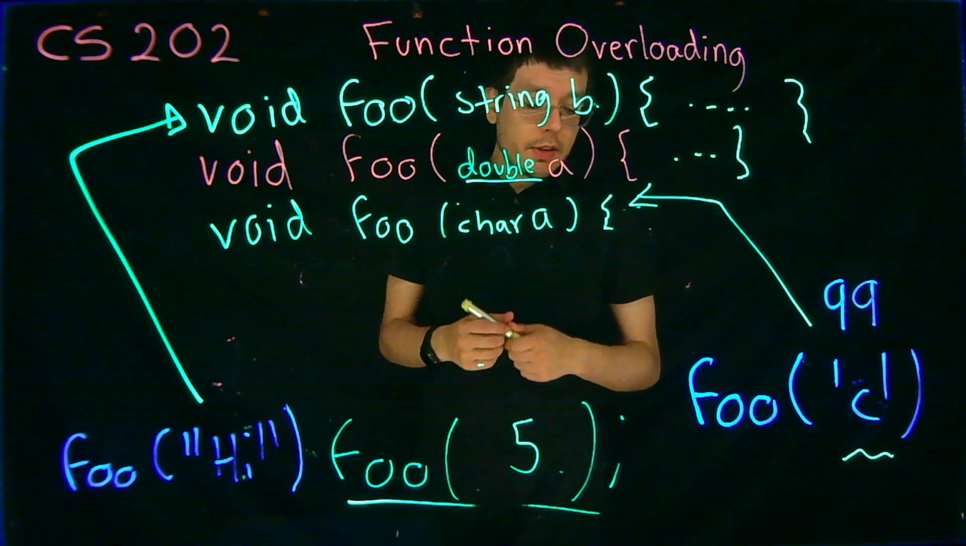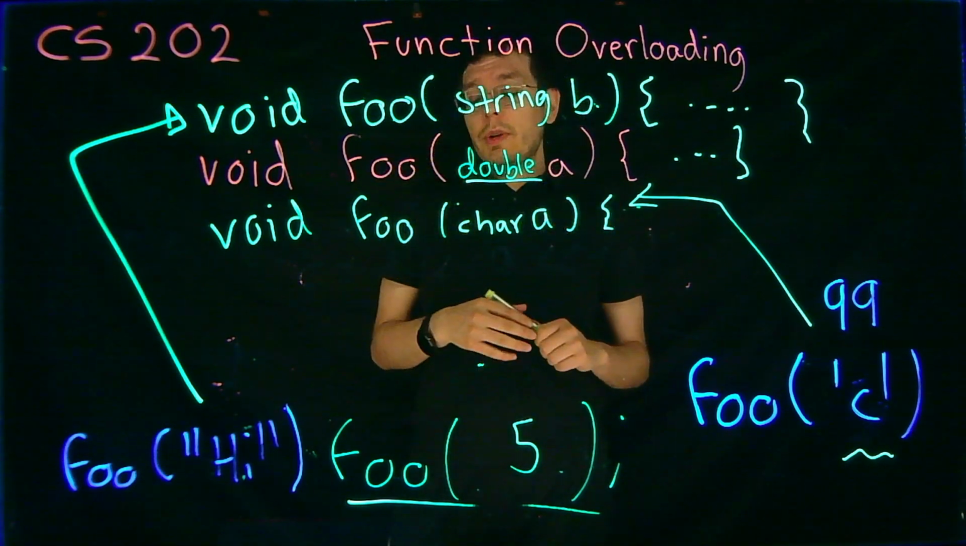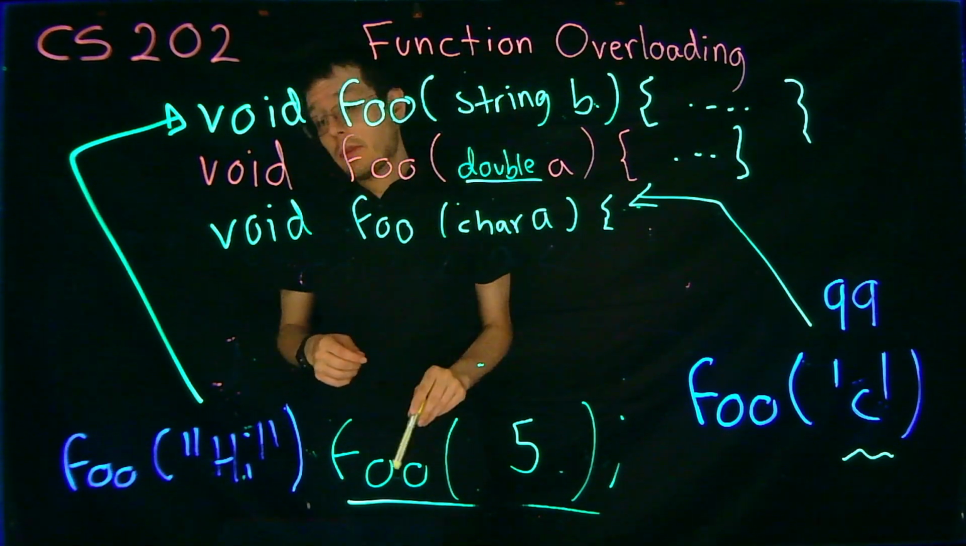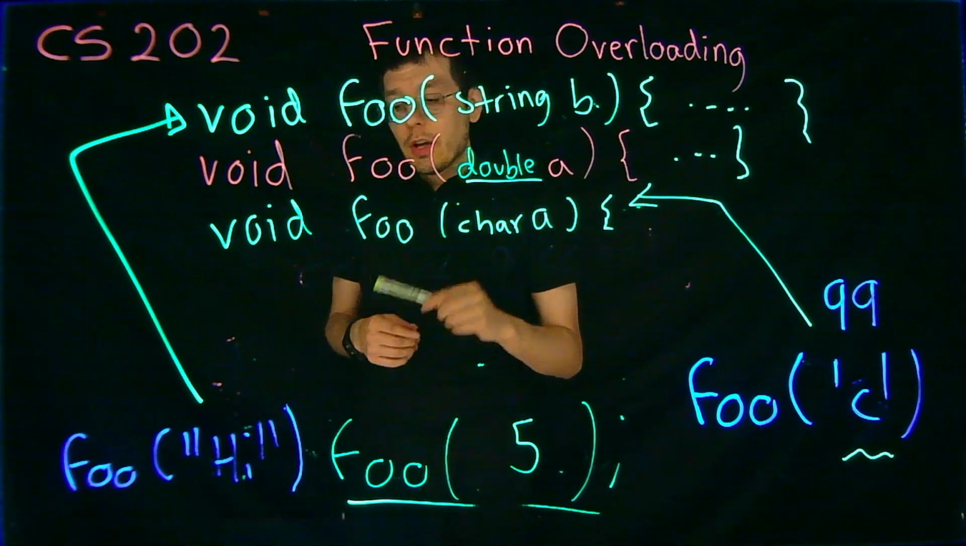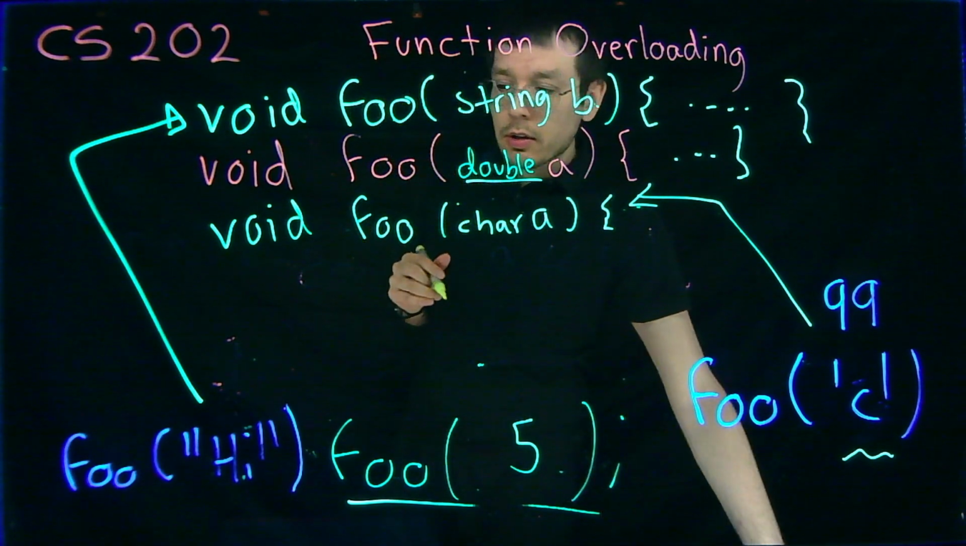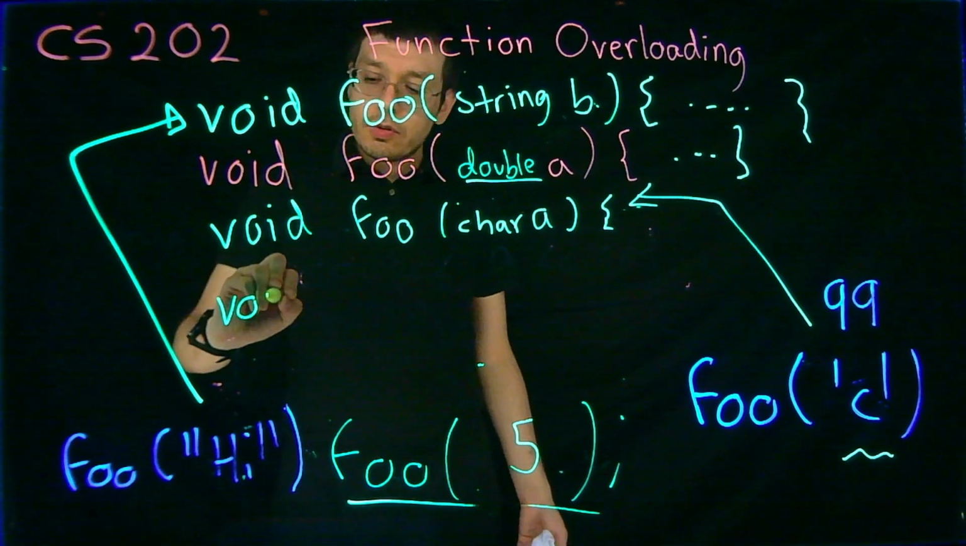But let's go further than that. So in addition to being able to have multiple function definitions with the same name and the same number of arguments but different types of arguments, you can also have functions with the same name but a different number of arguments. So for example, we could do something like this.